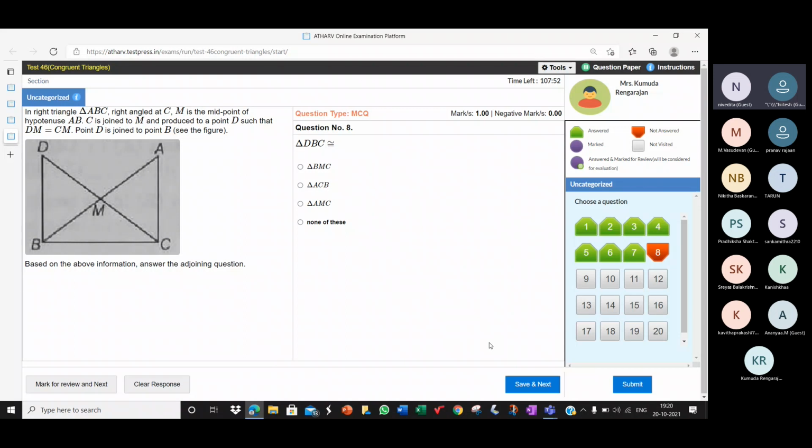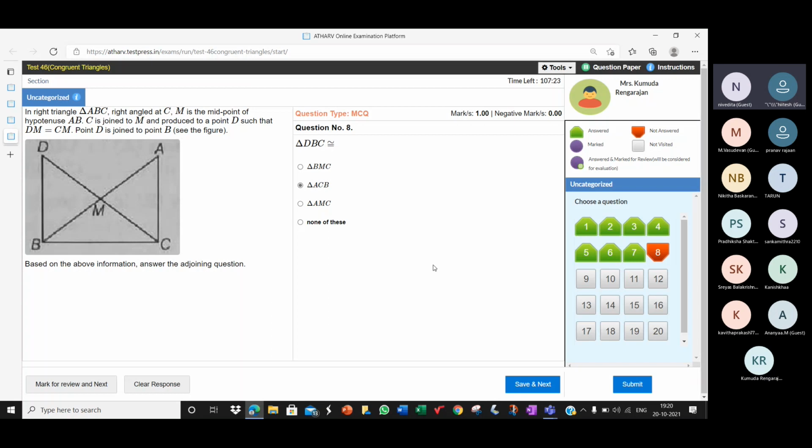Triangle DBC is congruent to triangle ACB. List the three equalities. Angle DBC is equal to angle ACB, 90 degrees. Also, DB is equal to AC.